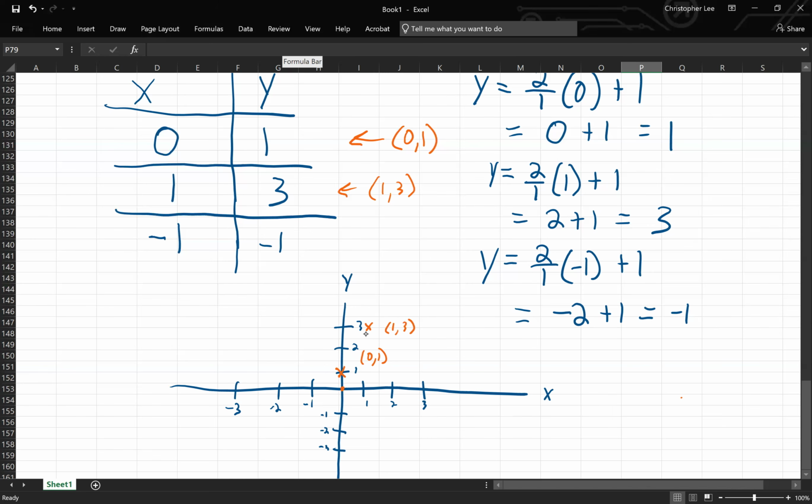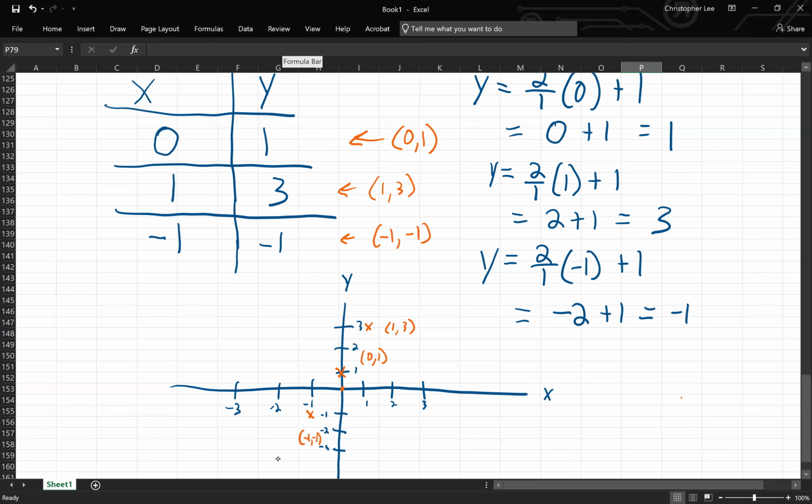Last but not least, I have the point negative 1, negative 1, right? Negative 1 comma negative 1. So I'm going to go across to negative 1, then I'm going to go down to where negative 1 is. And there it is. That's the point negative 1 comma negative 1.